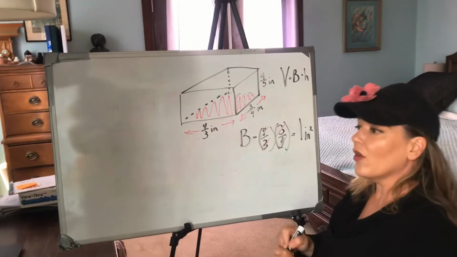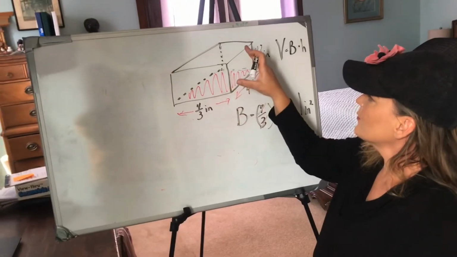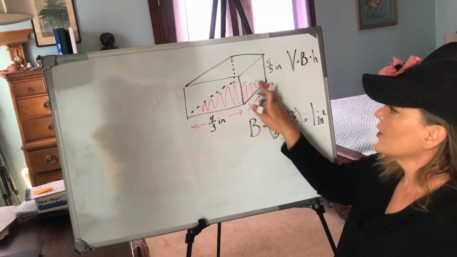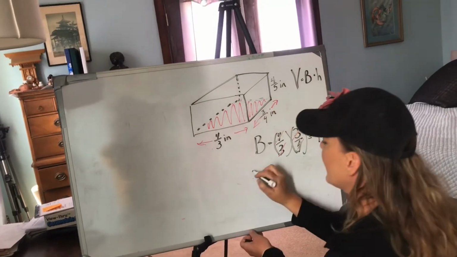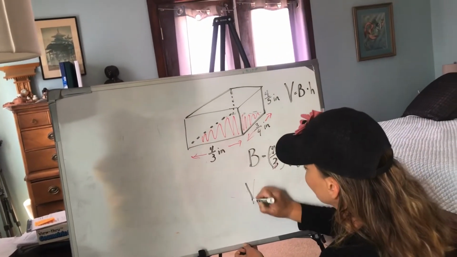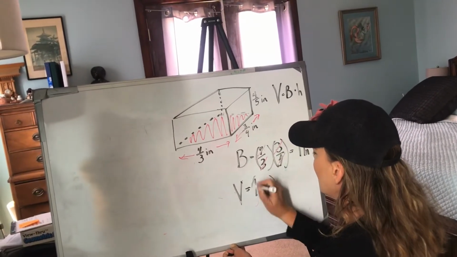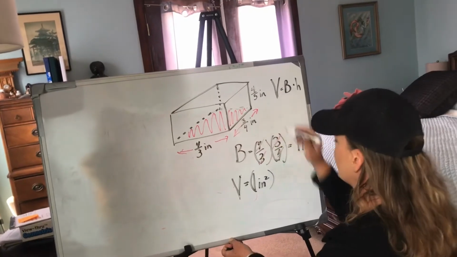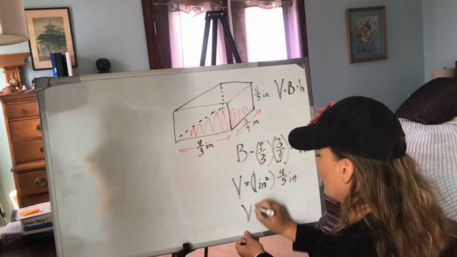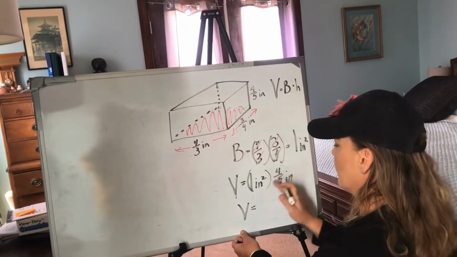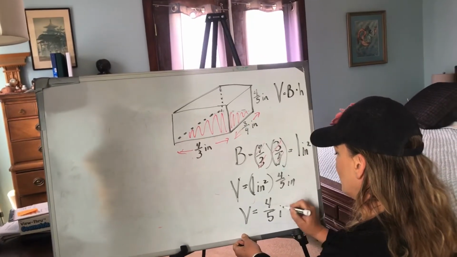Now to find volume of the entire three-dimensional object, I need to multiply it by the height of the prism. So I've taken the base here, now I'm going to multiply it by the height. And the height is 4/5. So I've got volume equals 1 inch squared, that's the area of the base, times the height, 4/5 inches. So the volume of this rectangular prism is 4/5 times 1 inch, which is 4/5 inches cubed.